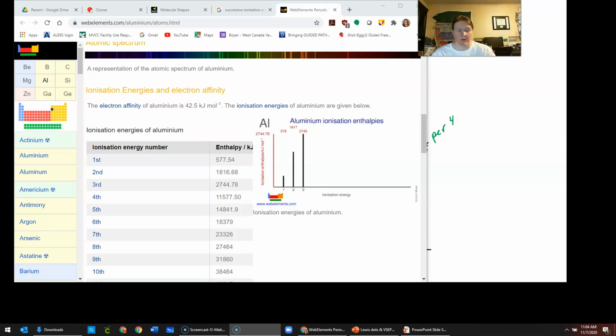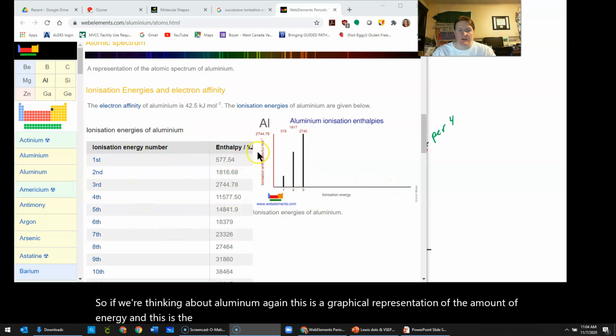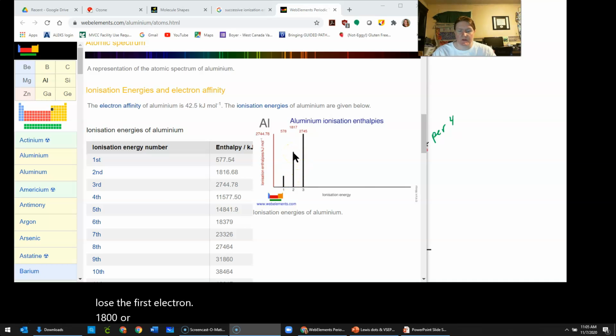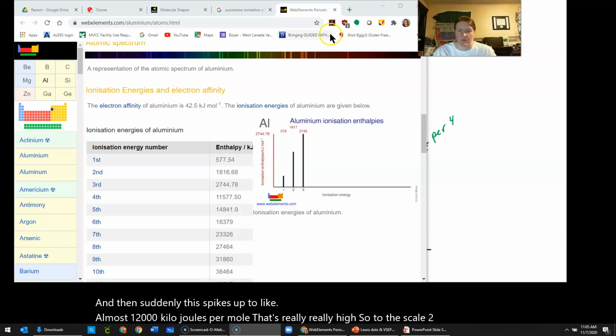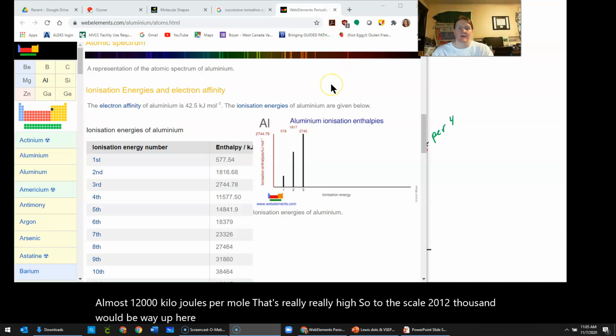So if we're thinking about aluminum again, this is a graphical representation of the amount of energy, and this is the data, for each ionization. So you can see we go from about 577 to lose the first electron, 1,800 or so to lose the second electron, 2,700 to lose the third. And then suddenly this spikes up to almost 12,000 kilojoules per mole. That's really, really high. So to the scale, 2,000 to 12,000 would be way up here at the top of the website, right?